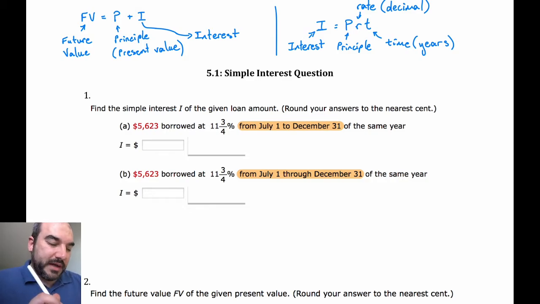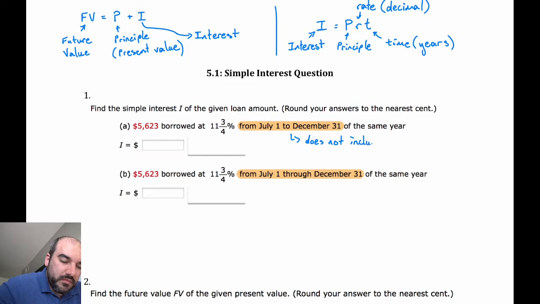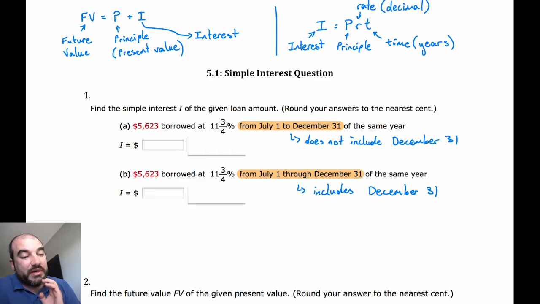First one says from July 1st to December 31st. Second one says July 1st through December 31st. That's going to be the distinction here. This "to" December 31st does not include December 31st. And "through" includes December 31st. All right, so that's the distinction there between the two.